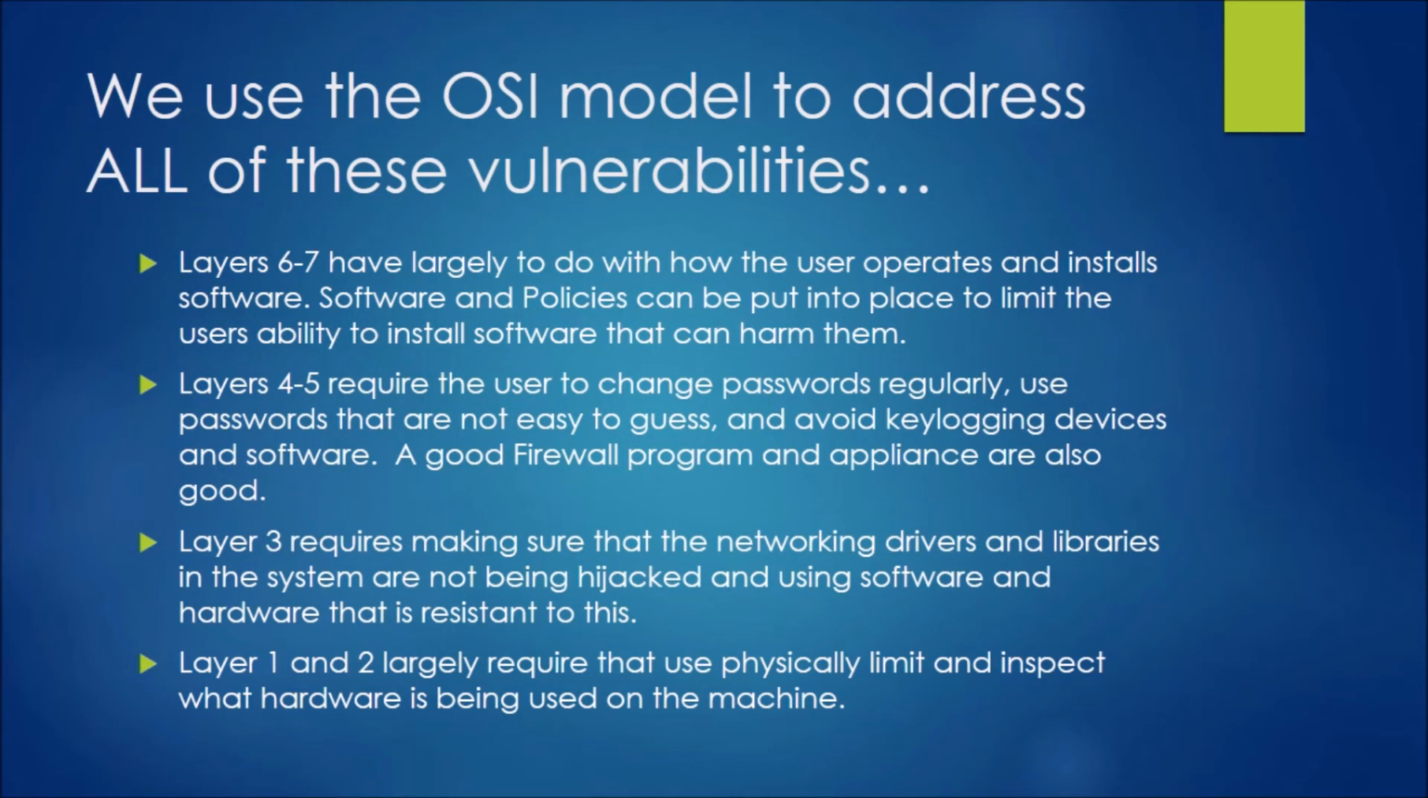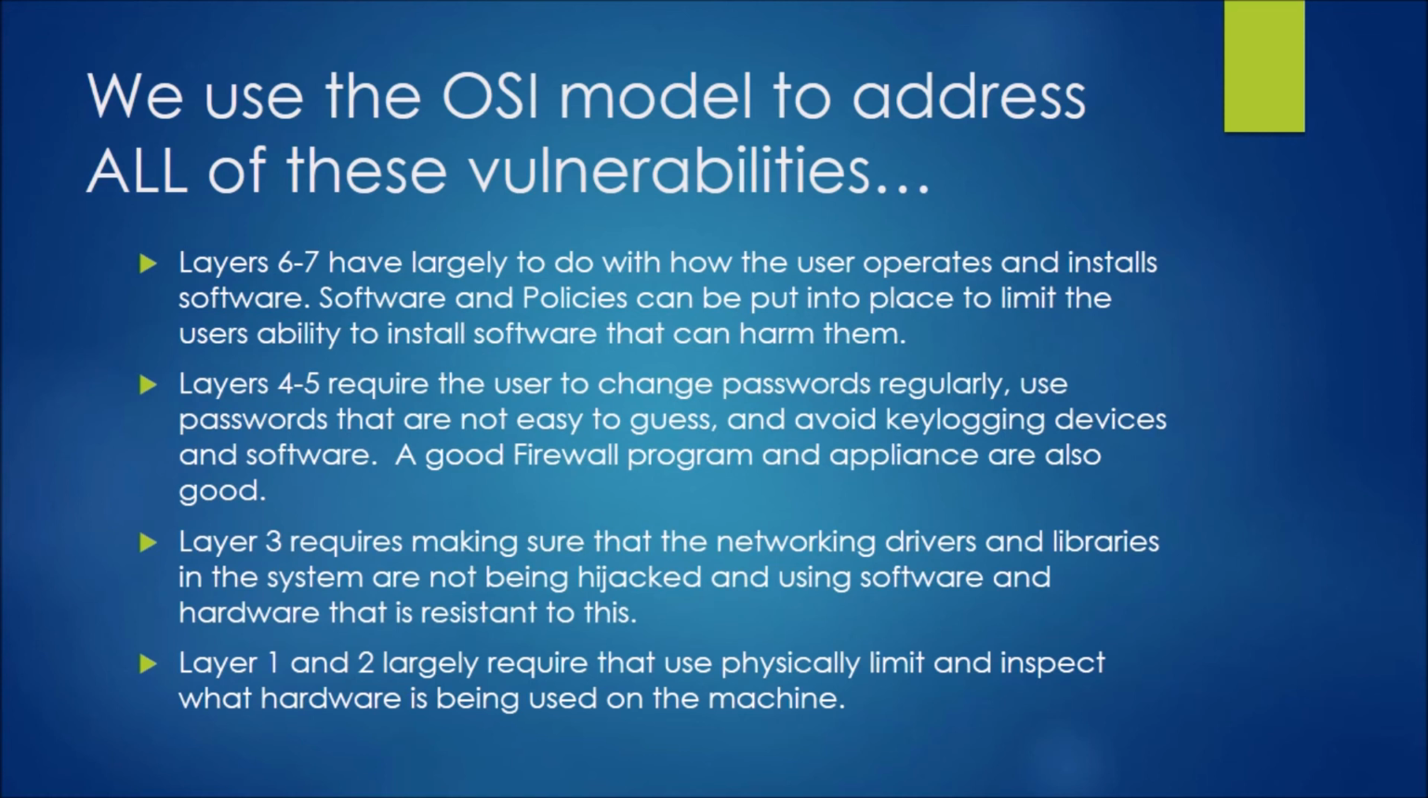We use the OSI model to address all of these vulnerabilities. At layer 6 and 7, we're largely using our antivirus software, our system firewall, and other pieces of software to monitor what's installed on the machine and what it's allowed to alter. Also at layer 4 and 5, we're benefiting from the firewall and the routers, but not just those on the machine, but also those that we have on our network, overseeing all of the machines and its access to the internet. At layer 3, we're making sure that our networking drivers and libraries in the system are not being hijacked, and we're using software that is resistant to this.